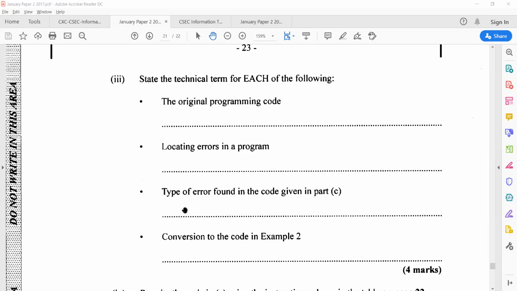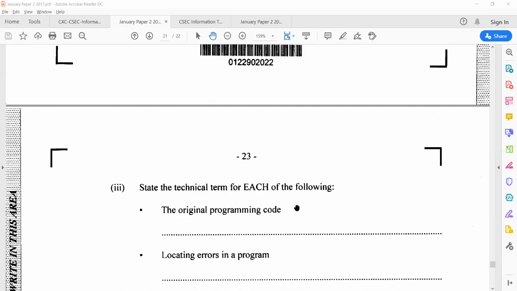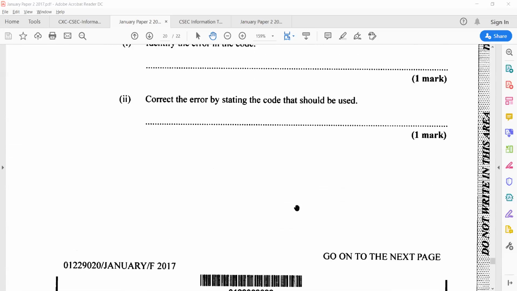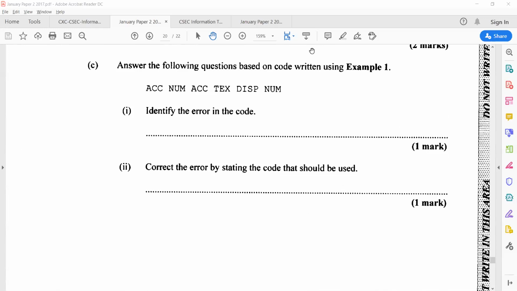Okay, let's move on. The type of error, right? State the technical term for the type of error found in the code given in part C. So I'm going to go back to part C. And what do you call this type of error?